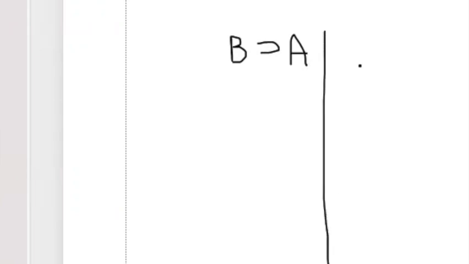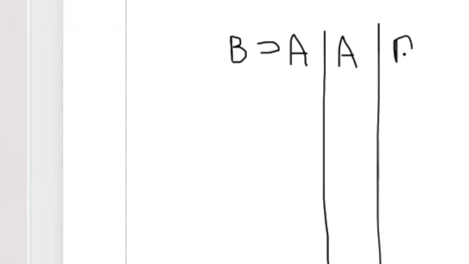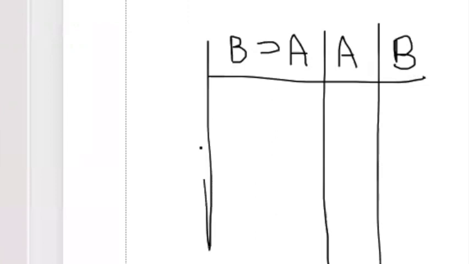Okay. If B, then A. Now we're laying this out horizontally. So there's if B, then A. Now premise 2, A. Now the conclusion, B. Okay, I'm going to put a line under here. Then I'm going to do the blackened line.